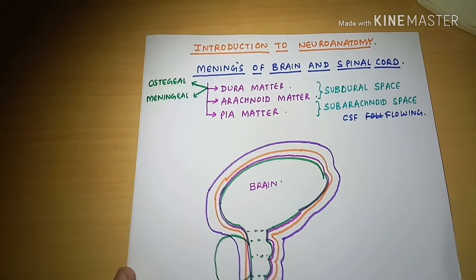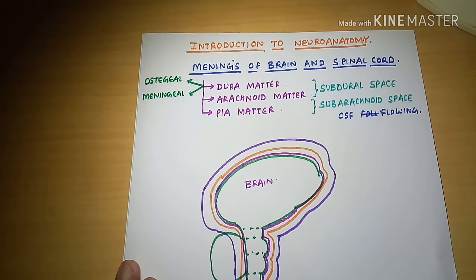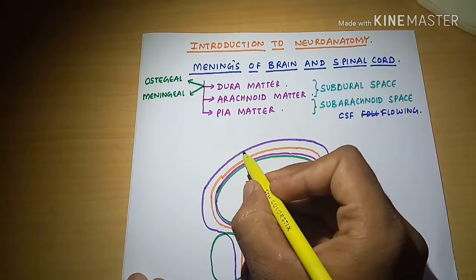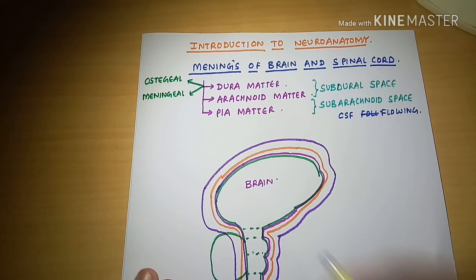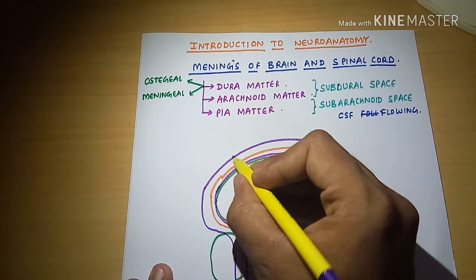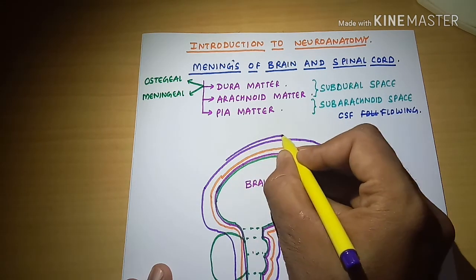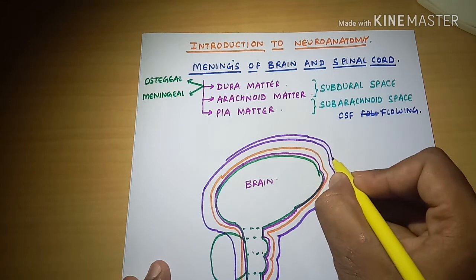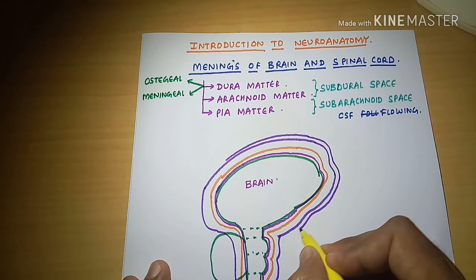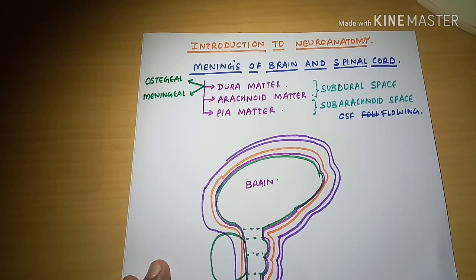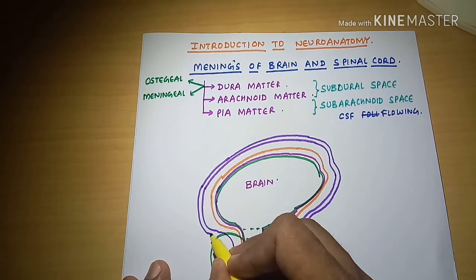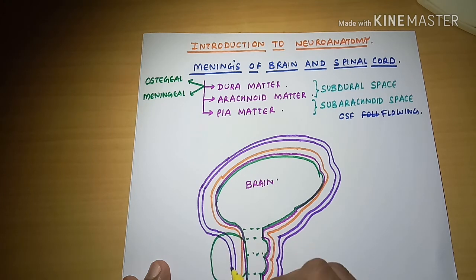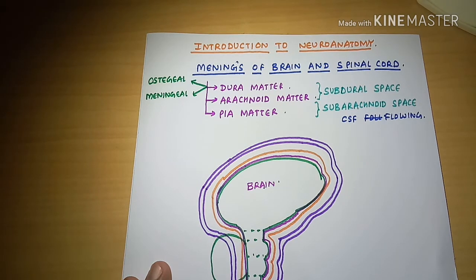Osteal and meningeal dura. The osteal dura is tightly adhered to the skull from the inside. The dura mater is divided into two types. We can see that the dura has two layers. The dura which is outside is the osteal dura, and the dura which is inside is the meningeal dura.